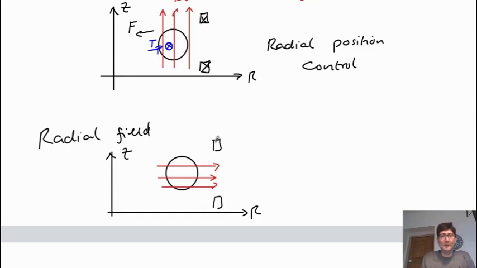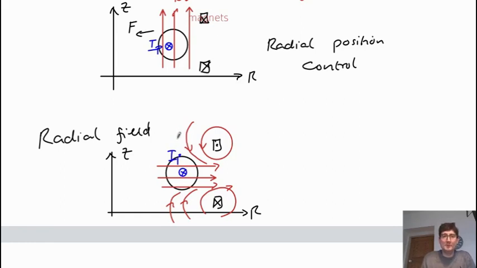So this would be going into the page here, and this is coming out of the page here. And so these produce magnetic fields which look kind of like this, and together they make a magnetic field which is going, as we want, in the radial direction. So by having two coils in opposite directions, this creates a radial field. Again, combining with the current, the I_P.